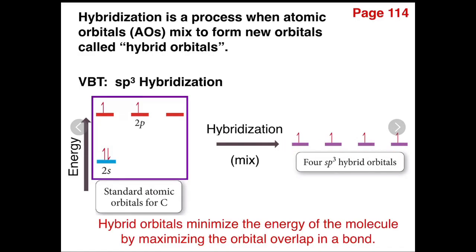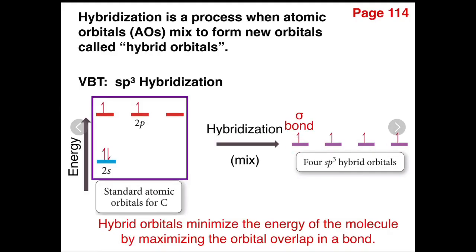The hybrid orbitals would have energy between these two, because it's the average. And you are now able to use each single electron to overlap with an incoming atomic orbital. The electron that resides in the hybrid orbital is going to form a sigma bond.